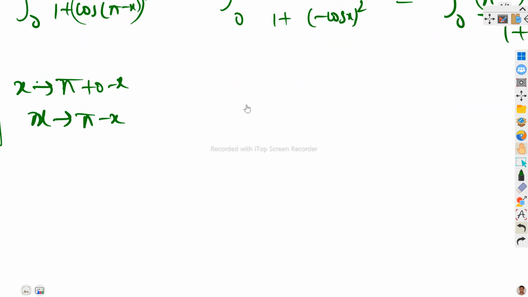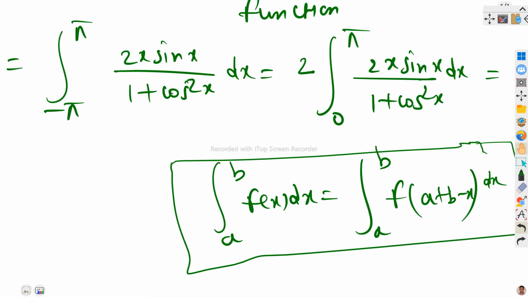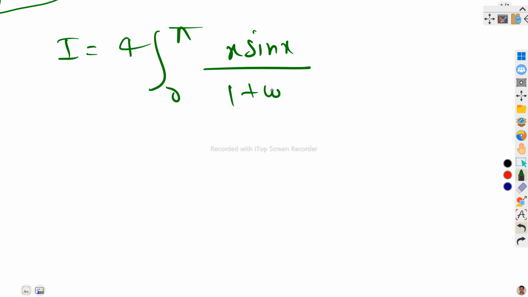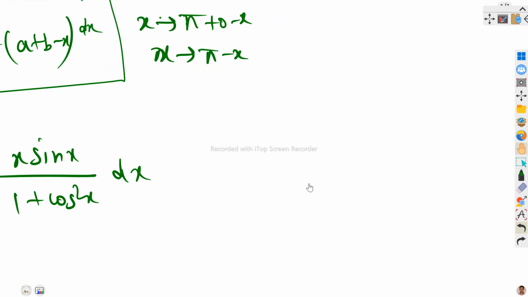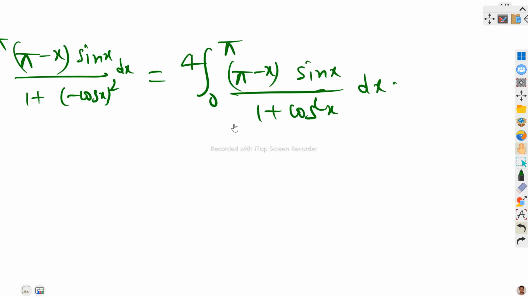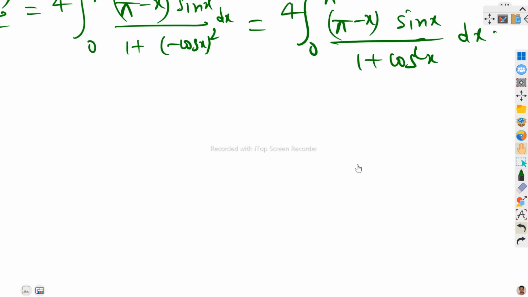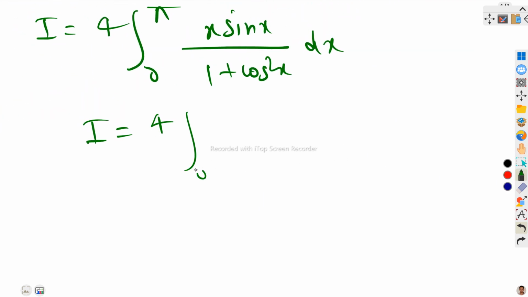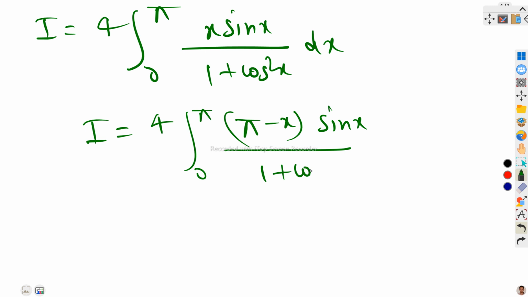Again we have found that I equals 4 times integral from 0 to pi of x sin x upon 1 plus cos square x dx. And using this property, we have found another value of I, which is 4 times integral from 0 to pi of (pi minus x) sin x upon 1 plus cos square x dx.